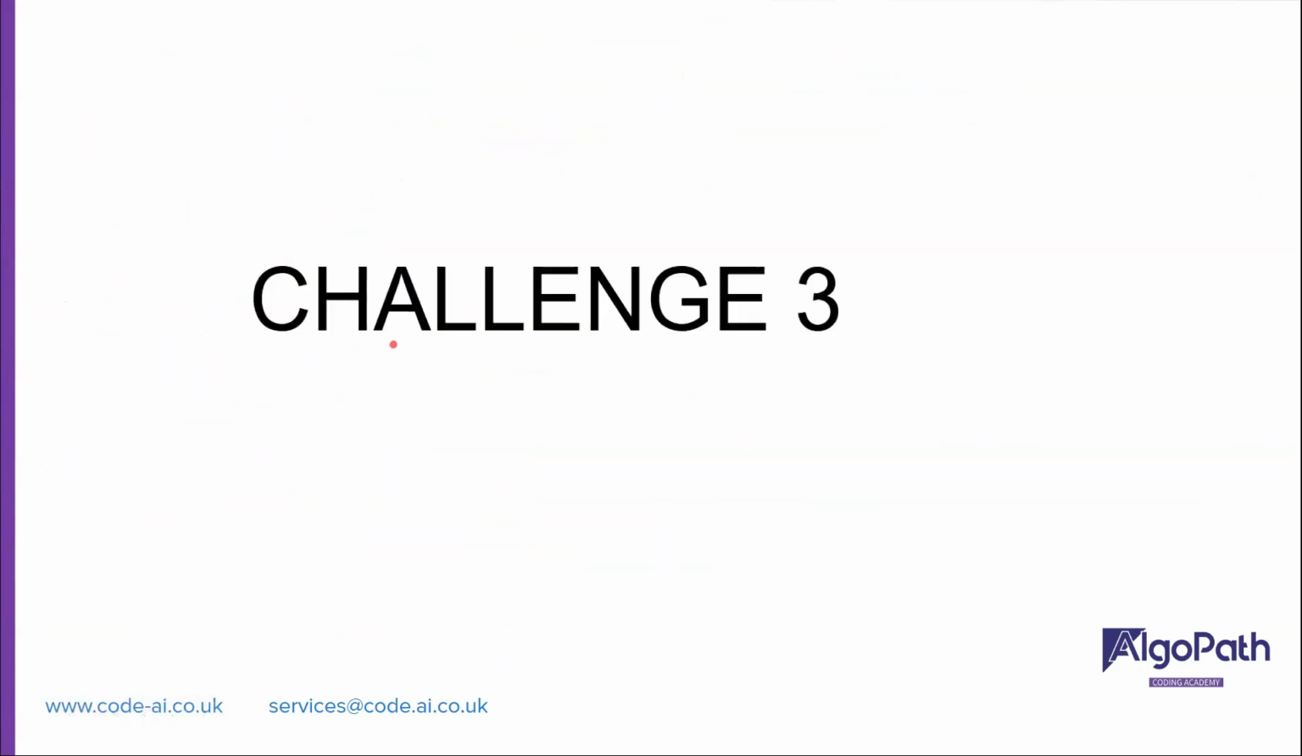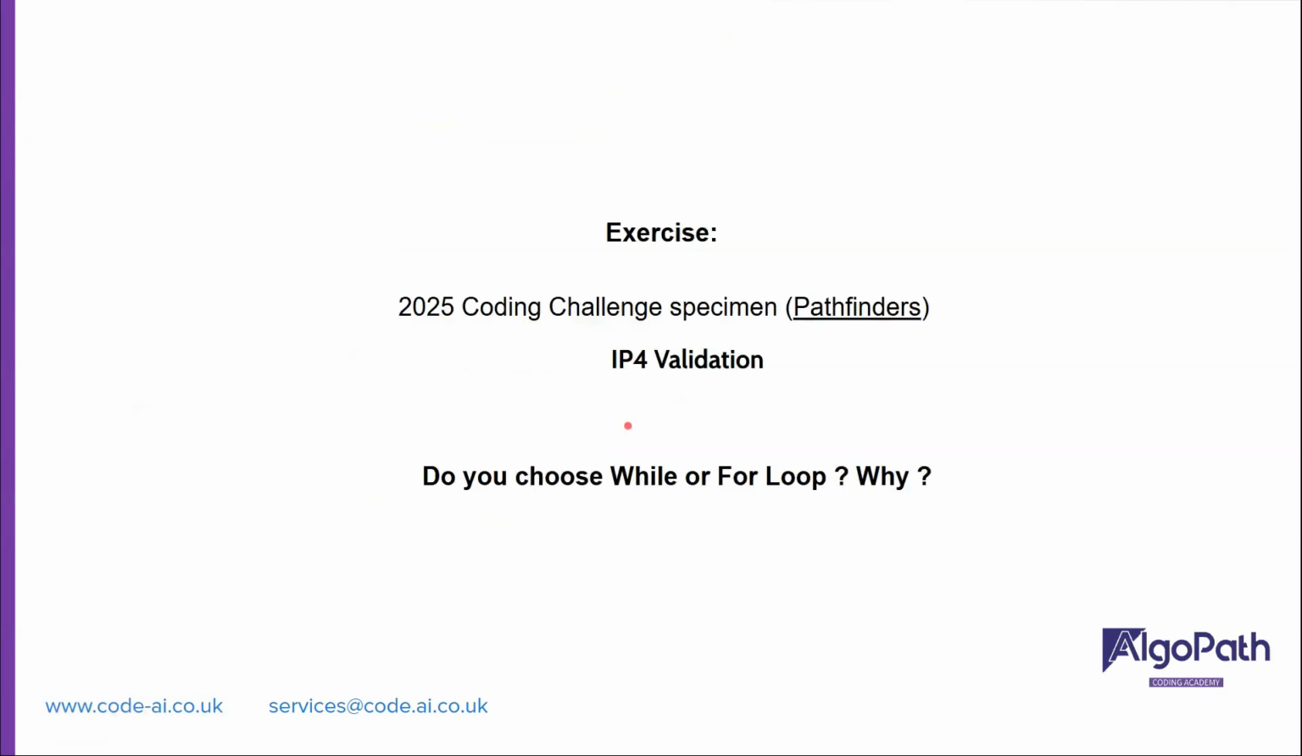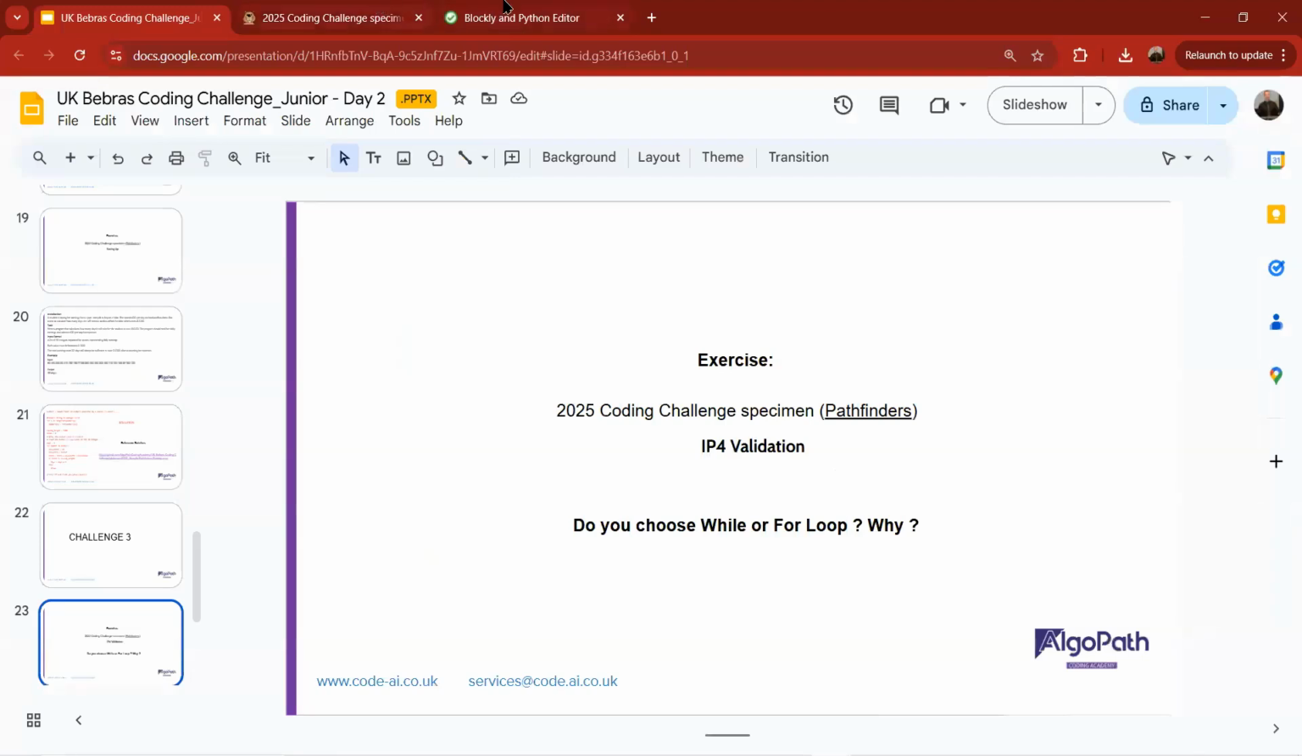Okay, so let's move on to our last challenge for this video series, part 2. And this one is a little bit different. The code is a little bit bigger and a little bit more challenging. That's why it's challenge 3. Okay, let's have a look at this one. This is IP4 validation. What do we need to do here?